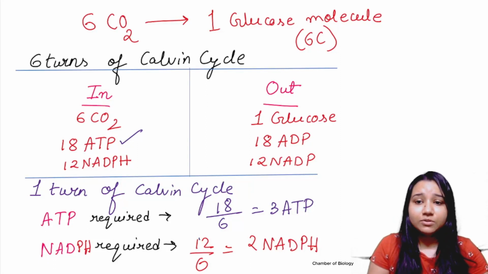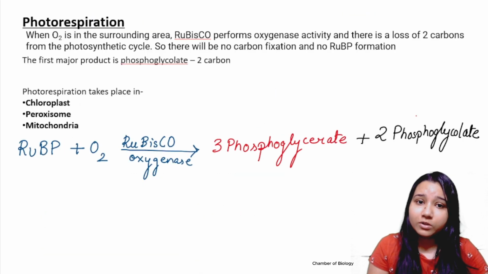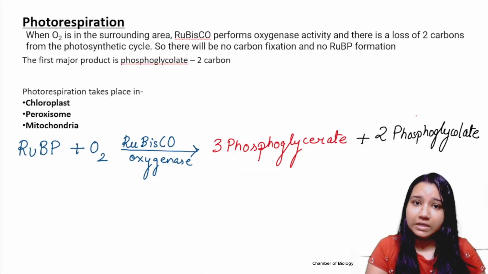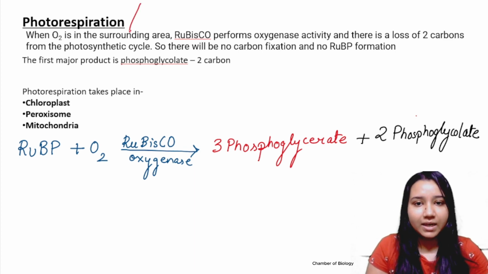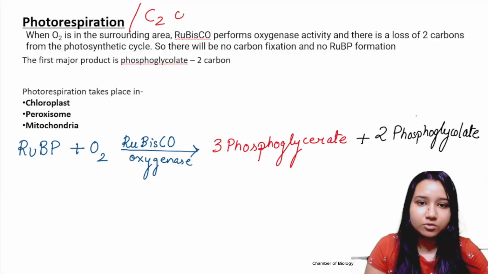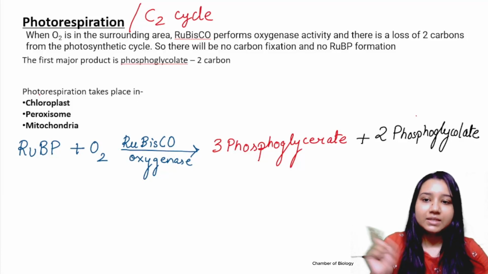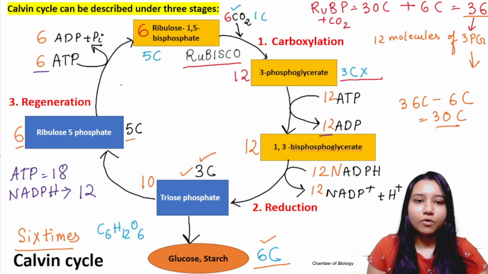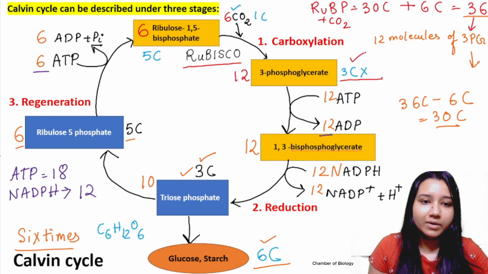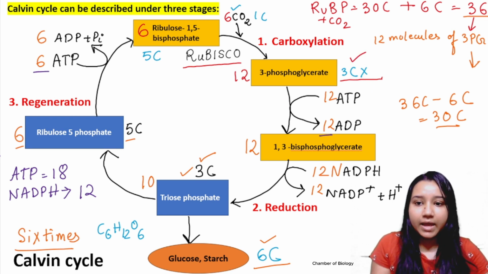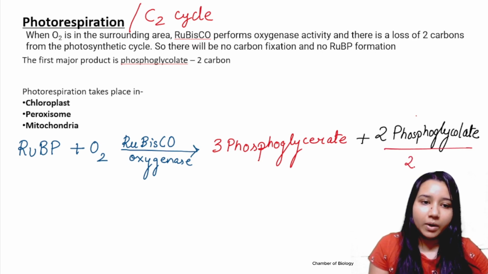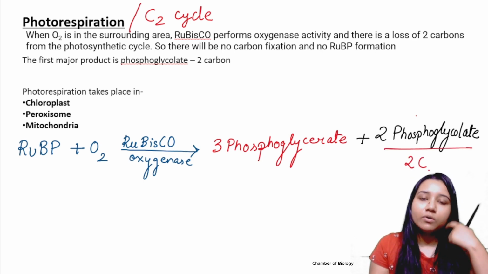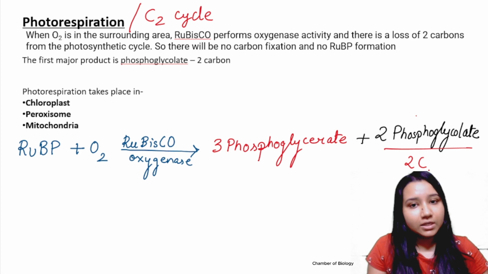Okay. Now students, if you all remember, we also know about the oxygenase activity. So when there is oxygenase activity of Rubisco, we see there is the C2 cycle. We also call it the C2 cycle because last time we saw that the product that was forming is a 3-carbon compound, that is why C3 cycle. Now the product that is going to form is a 2-carbon compound, so that is why we are going to call it the C2 cycle.